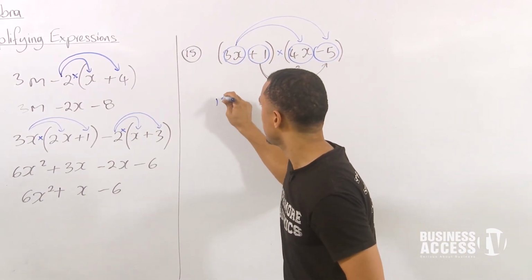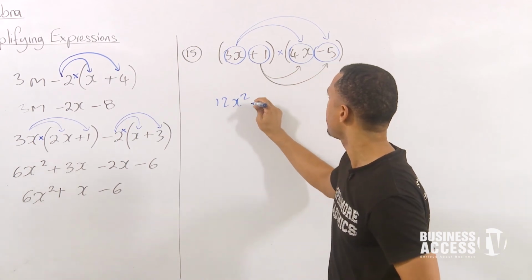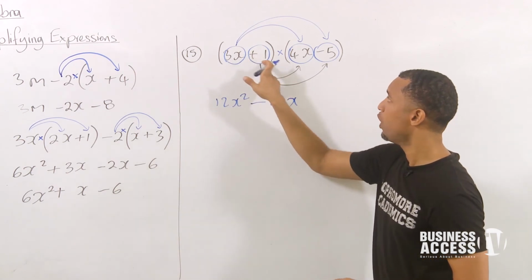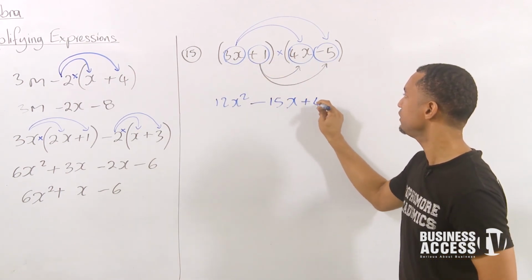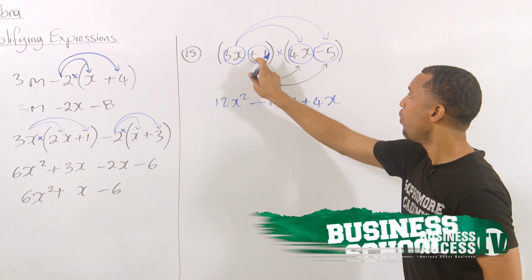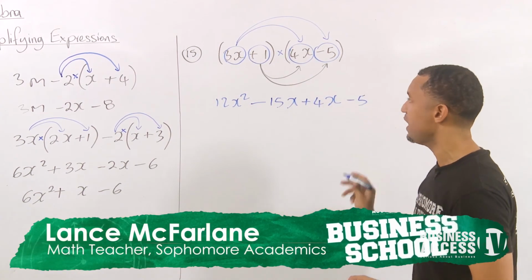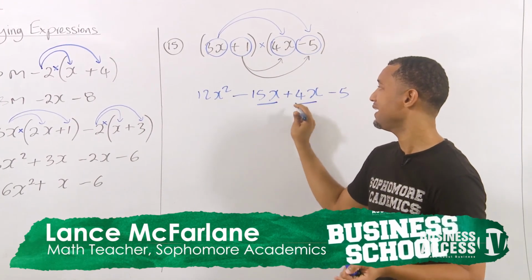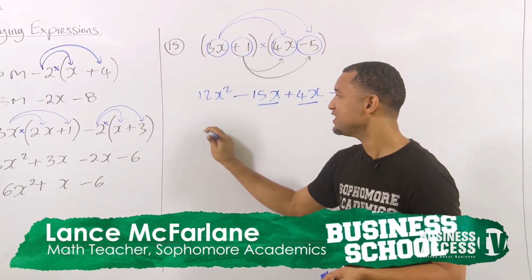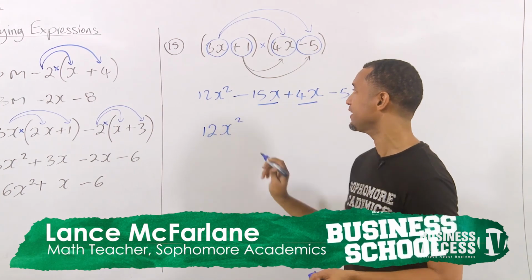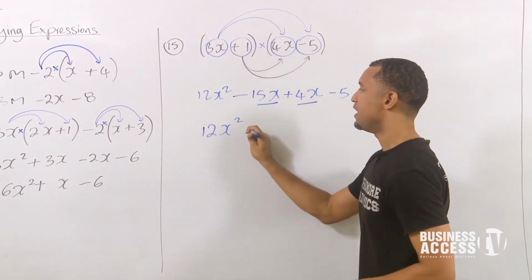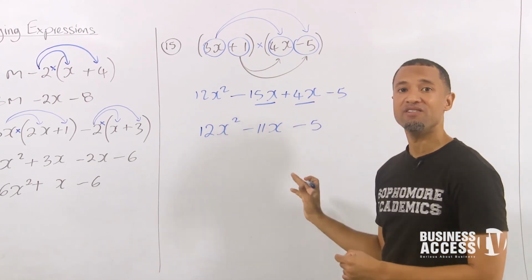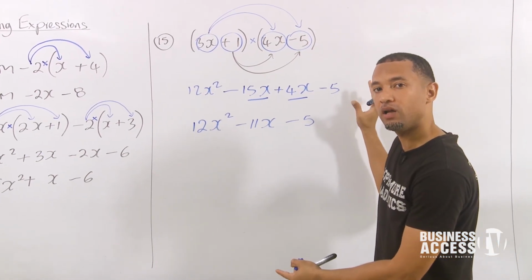3 times 4, guys, we'll have 12x squared minus 15x, right? And then 1 times 4x, that's positive 4x, and then 1 times negative 5 is negative 5. Then you look for like terms. A term in x, and there's another term in x. So this is going to be, ladies and gents, 12x squared minus 11x, you can use your calculator, minus 5, and this has been simplified.